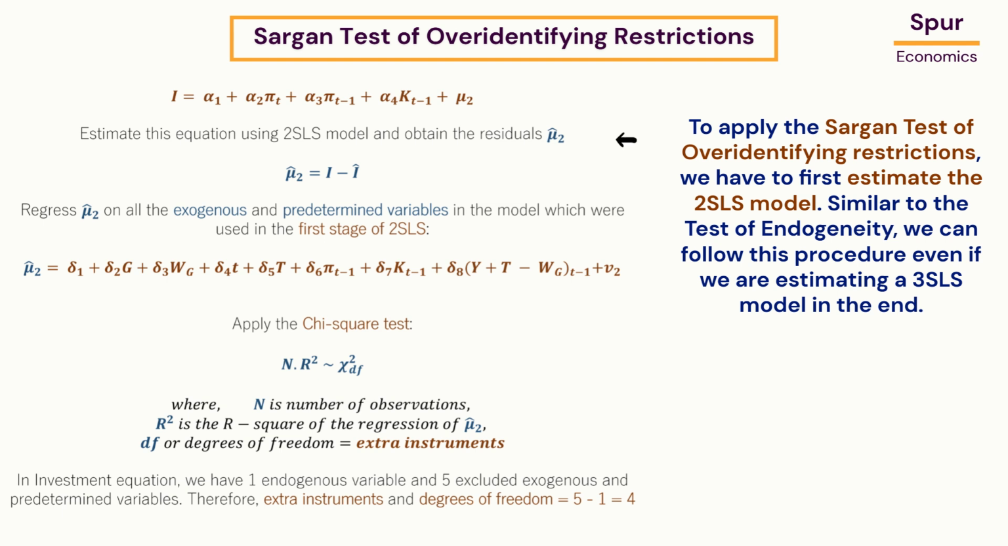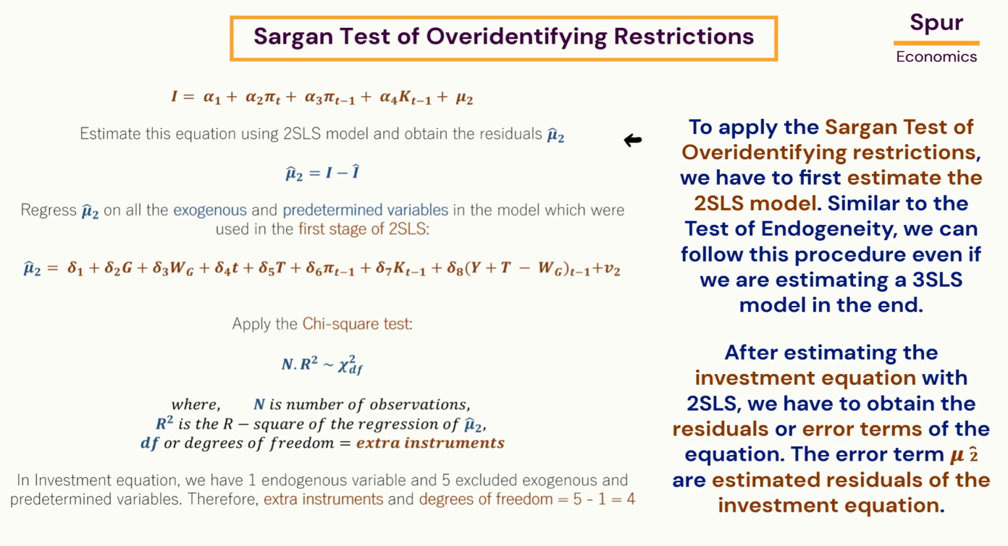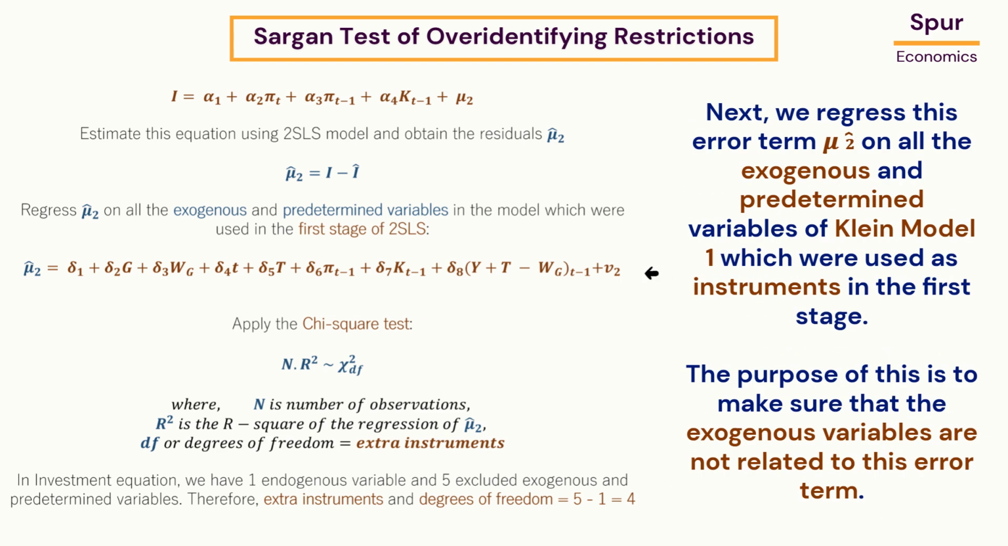Similar to the test of endogeneity, we can follow this procedure even if we are estimating a 3SLS model in the end. After estimating the investment equation with 2SLS, we have to obtain the residuals or error terms of the equation. The error term mu2 cap are estimated residuals of the investment equation. Next, we regress this error term mu2 cap on all the exogenous and predetermined variables of Klein Model 1 which were used as instruments in the first stage.